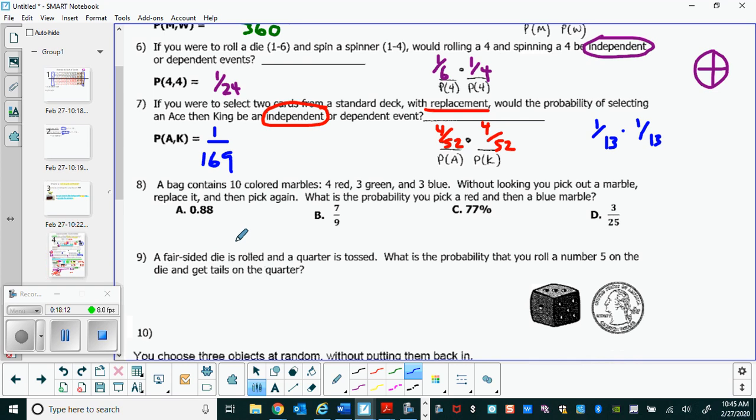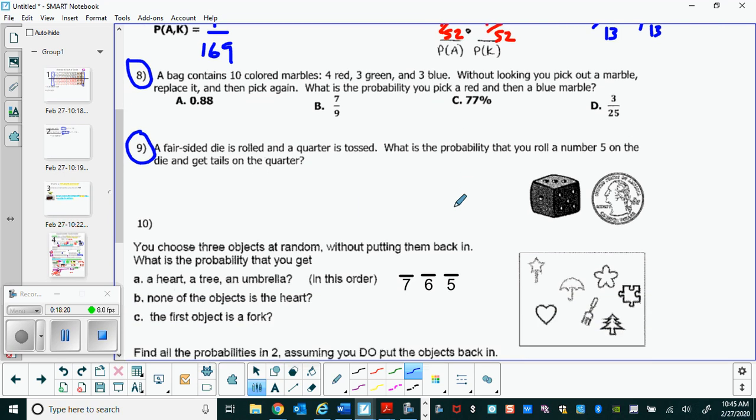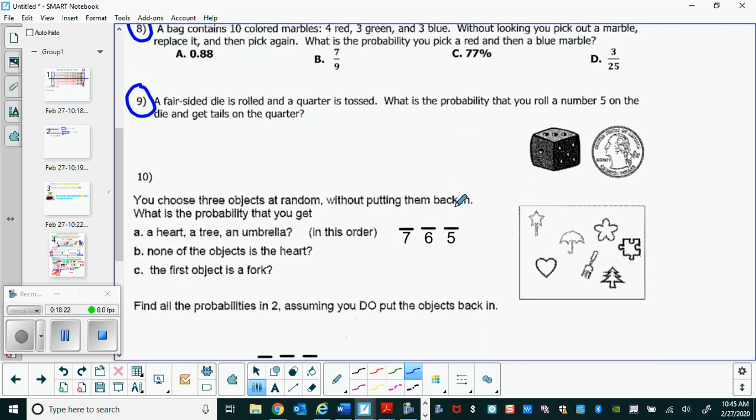All right, now for practice, I just want you guys to try 8, and then I want you to try 9, and then you'll have a chance to see if you're right. We'll go through those in class. But in the video, I want us to also look at number 10 real quick. So you're going to choose 3 objects at random from all of these objects without putting them back in. So what's the probability that we get a heart, a tree, and an umbrella?